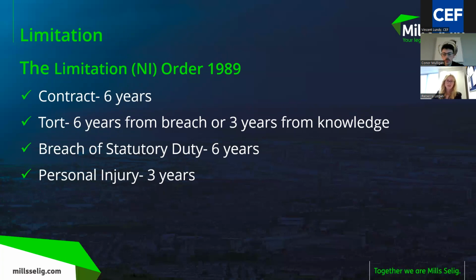Same applies for the breach of statutory duty, like say a claim under the Defective Premises Order. That's also subject to that 6-year term. And for personal injury, it's 3 years from the date of injury.